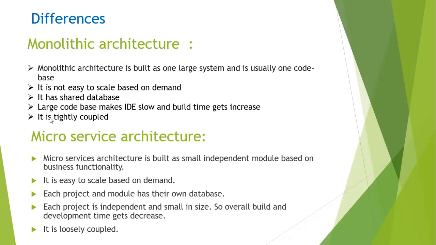And in monolithic architecture, it is tightly coupled, because in only one application, the database, the service, the front end, the back end, all the services are tightly coupled in one monolithic application. But in microservices architecture, it is loosely coupled because each module has its own database and own service. These are all the differences between monolithic architecture and microservices architecture.